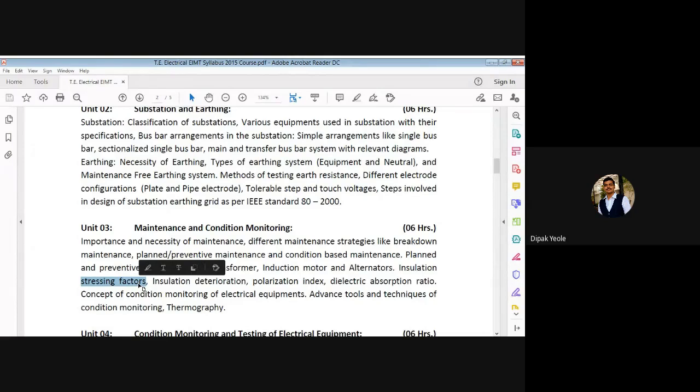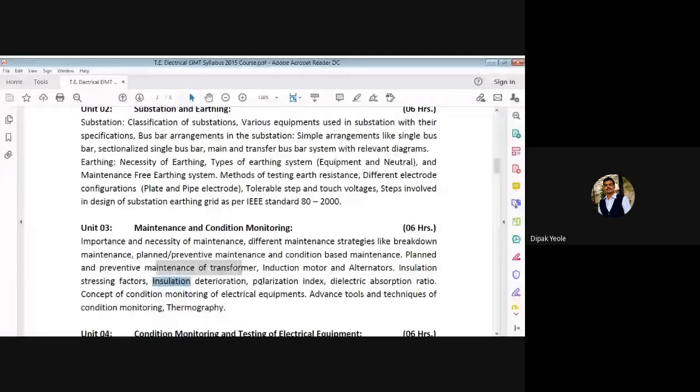So insulation stressing factor means we have to identify or calculate the factor which is related to the insulator and how much stress it can carry. That factor is called the insulation stressing factor. After that, we are interested in insulation deterioration, then the polarization index. Ultimately, we are interested in insulators, dielectrics. We have studied the concept of polarization, so in the same way, we have to identify that index.